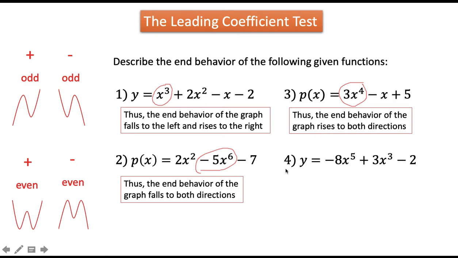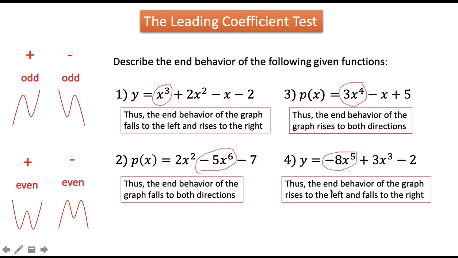And lastly, in our given number 4, y is equal to negative 8x to the 5th power plus 3x cubed minus 2. So in here, our leading term is negative 8x to the 5th power. And since our leading coefficient is a negative number, it falls to the left. And the degree is an odd number. So it means this is how the sketch of our graph looks like. Thus, the end behavior of the graph rises to the left and falls to the right.